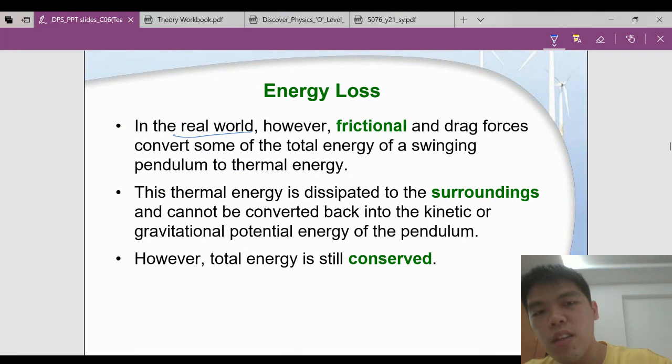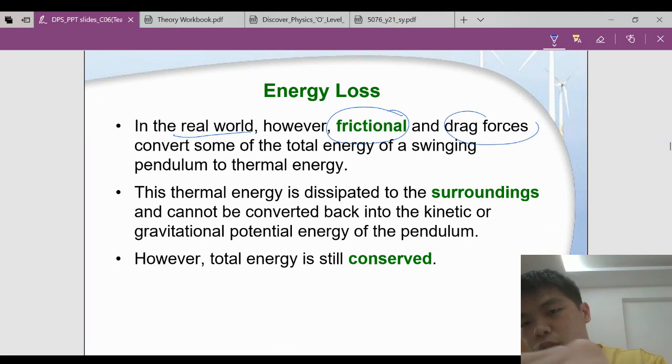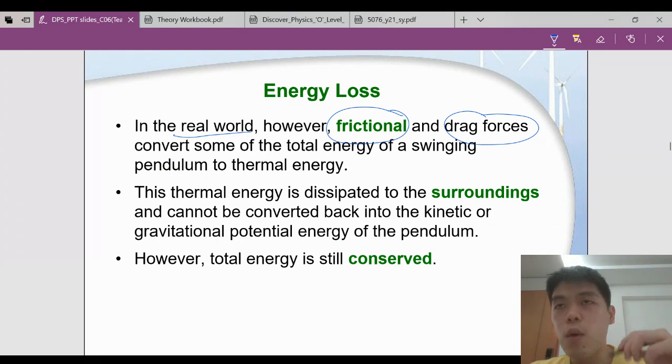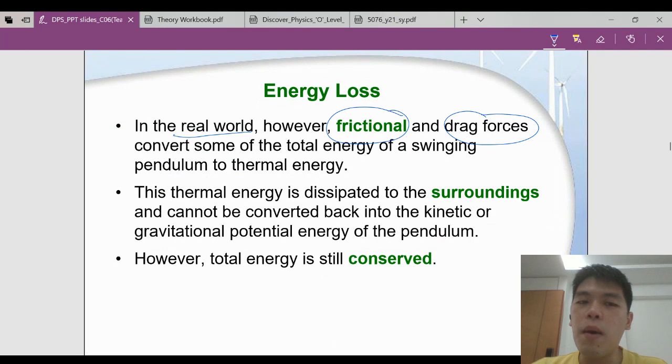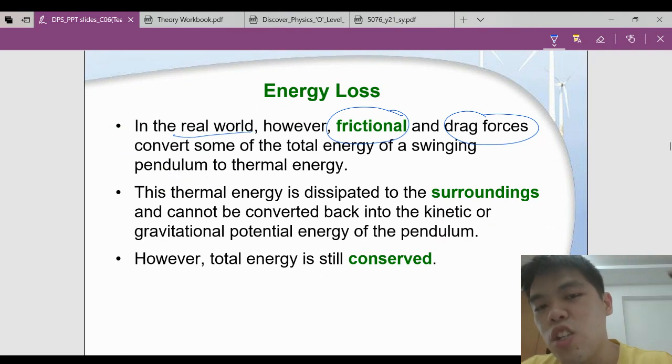Now, next, what happens in the real world? In the real world itself, there is energy loss. Why is there energy loss? Because there is friction and there are drag forces. So there is a force that will use some of this energy. So the total energy of swinging the pendulum will be converted to thermal energy. So some of the energy is converted into thermal energy.